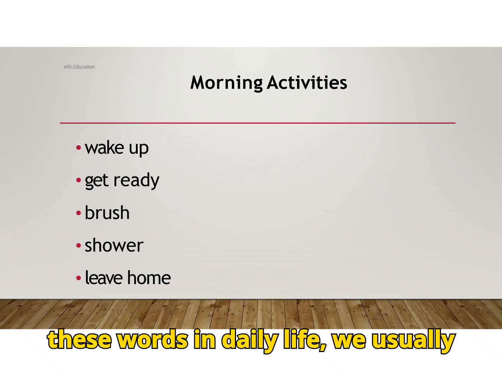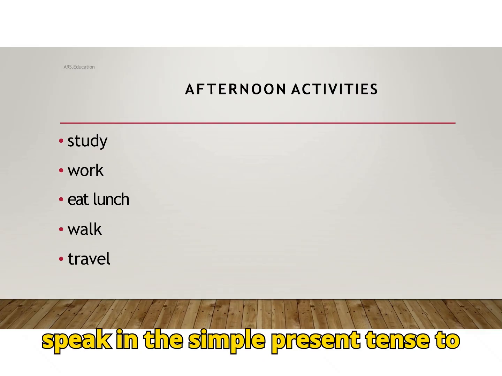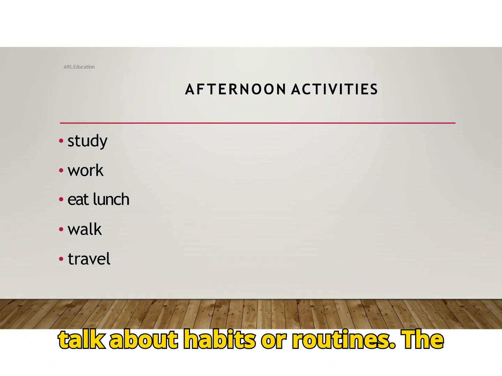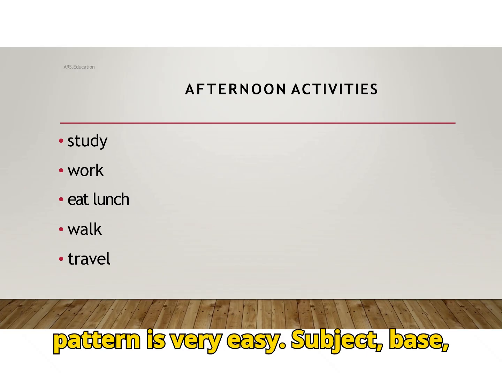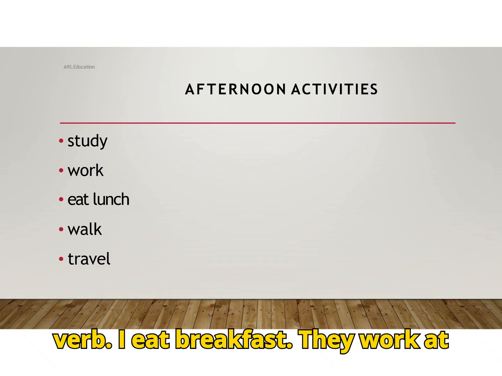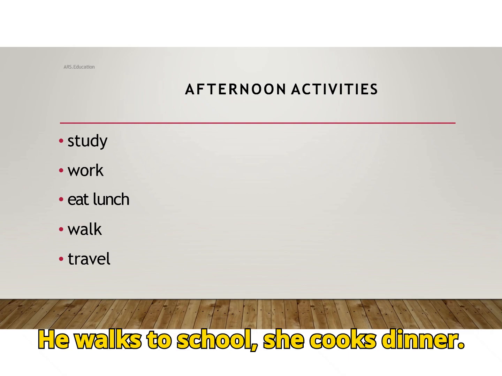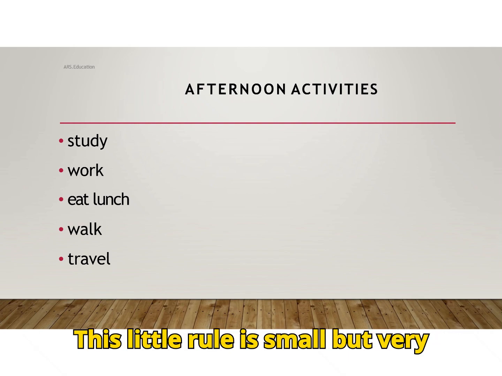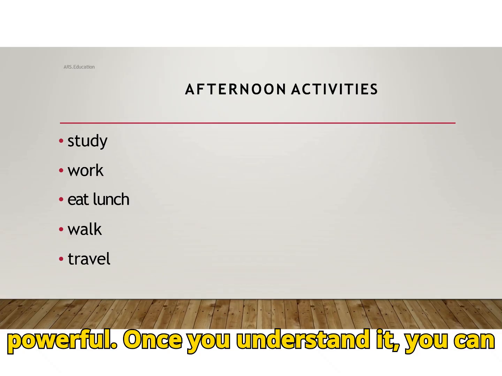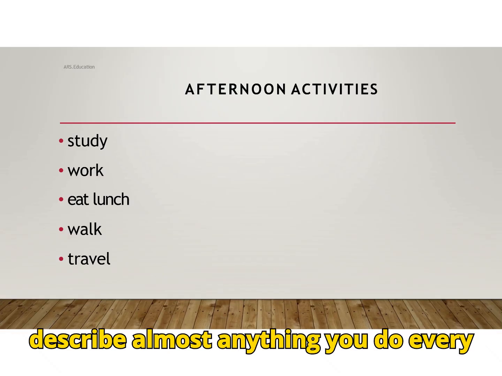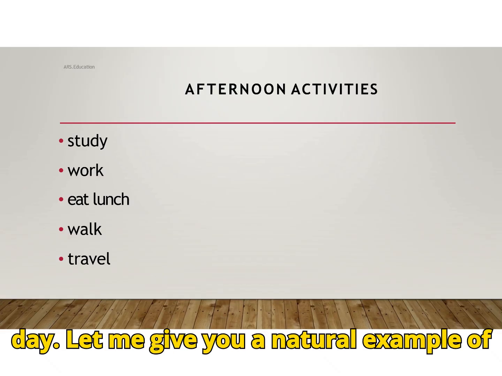When we use these verbs in daily life, we usually speak in the simple present tense to talk about habits or routines. The pattern is very easy. Subject plus base verb. I eat breakfast. They work at night. For he, she, or it, we add s. He walks to school. She cooks dinner. This little rule is small but very powerful. Once you understand it, you can describe almost anything you do every day.